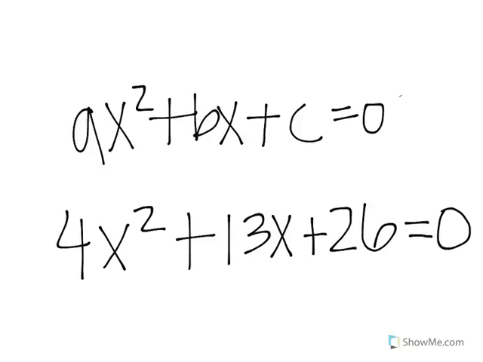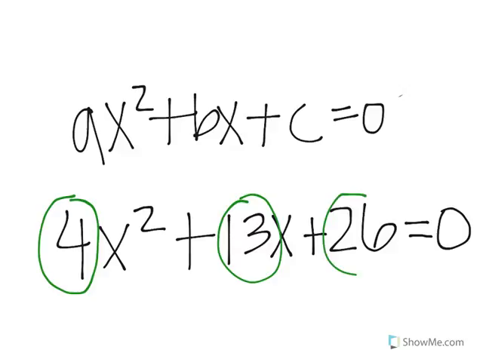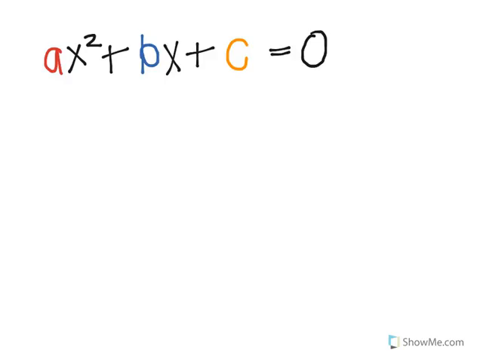These numbers are going to be your A, B, and C. 4 will be your A, 13 will be your B, and 26 will be your C. To solve these equations, you use what we call the quadratic formula.